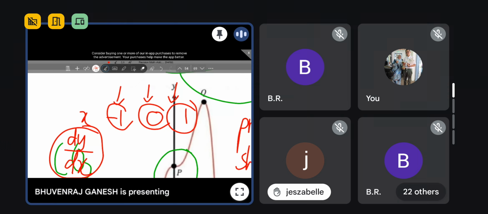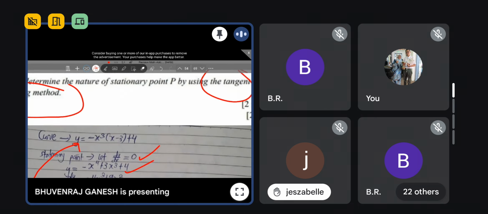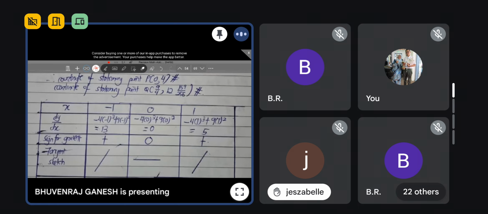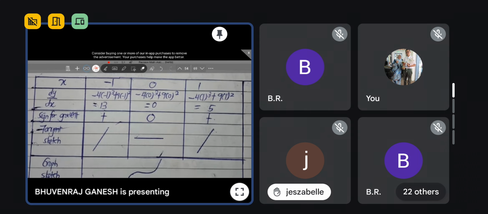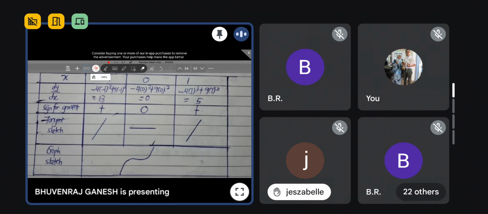So guys, you have to substitute one by one to check and see how the gradient will be when x is -1, 0, or 1. Okay, so basically I can show you at the bottom here. Can you see this? This is what we call the tangent sketching method. You are going to substitute all the values one by one and see what your dy dx value is.